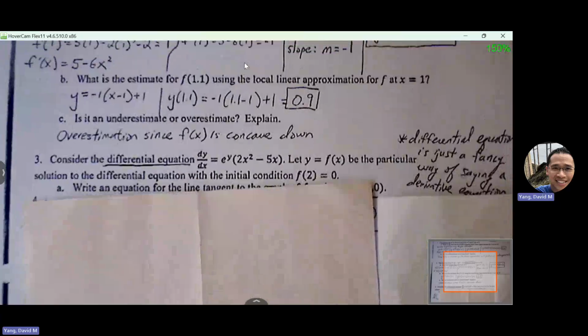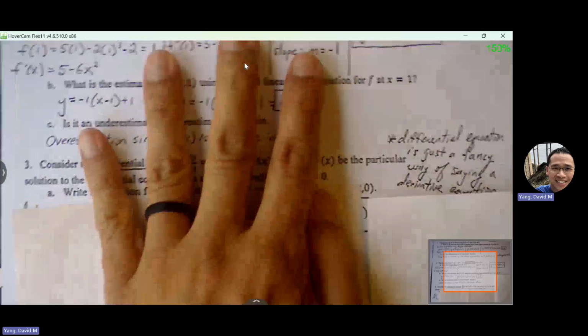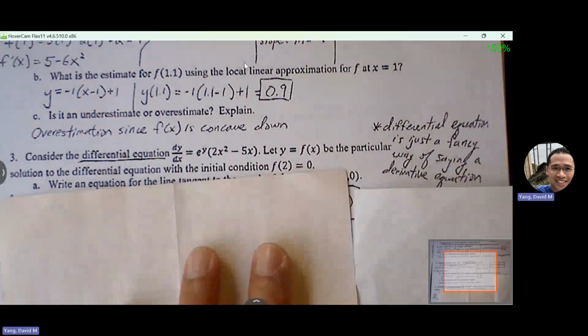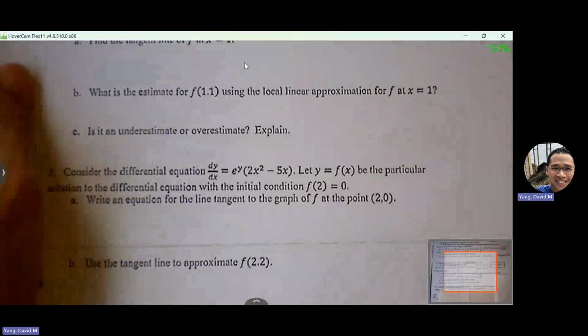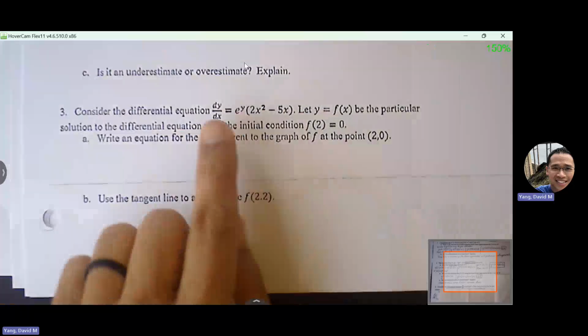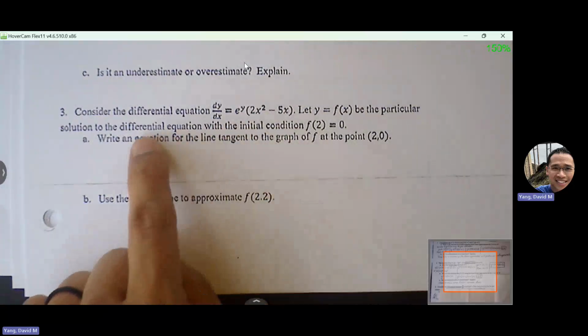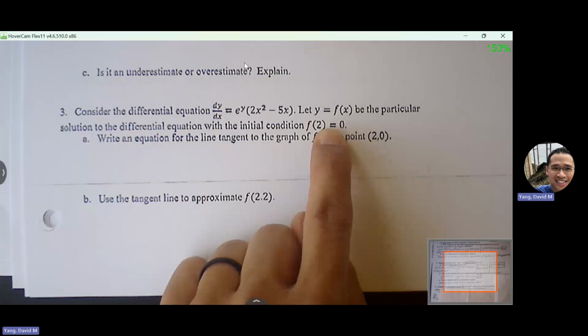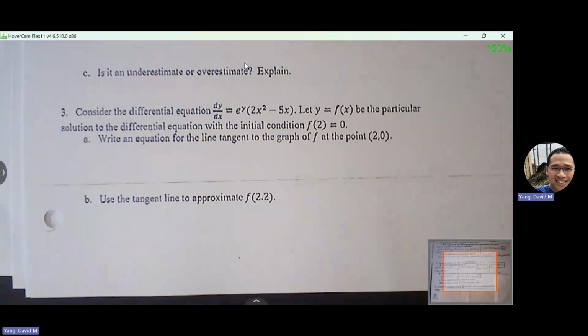But a lot of times we call it a differential equation when it's a little bit more complicated, when there are y's involved. All it means is that it needs additional information besides x to get you to your slope. Okay, so let me walk through number three with you. Consider the differential equation, another word, a slope formula. Let y equals f of x be the particular solution with the initial condition f of 2 equals 0. Write the equation for the tangent line at (2, 0).